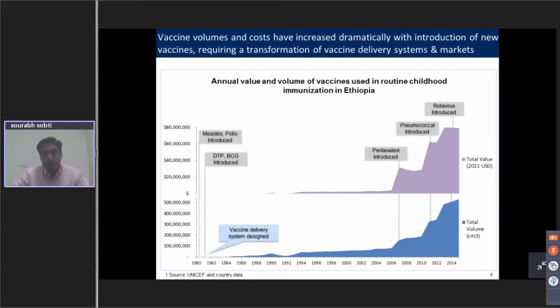So for example, this slide captures the data for vaccine procurement on the top half of the graph for Ethiopia, and the bottom half lists the cold chain requirement for a country such as Ethiopia. About 10 to 15 years back, there was a huge disparity or a time lag between a new vaccine getting introduced in a developed country and the time it would take for it to be introduced in a developing country.